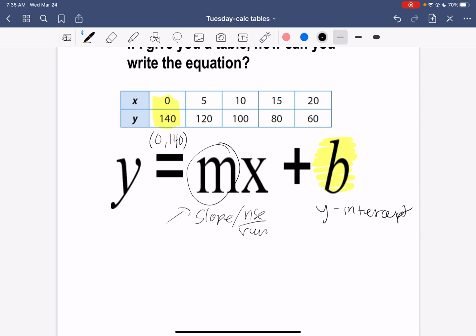I know it doesn't immediately look like it belongs on the y-axis, but if we think about our x and y-axis and place this coordinate pair on the graph, we would go 0 on the x-axis, staying at the origin, and then go 140 up. We would go all the way to 140, and that would be our y-intercept. So right off the bat, we can take this 140 and place it in our b column.